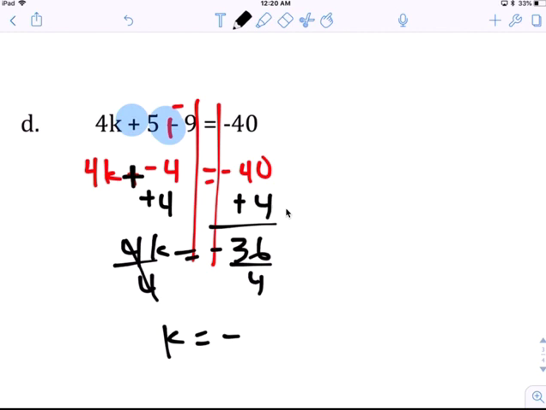Okay, negative 8. No, it's not 8. 12. No. Okay, 4 goes into 36 how many times? 9. Negative 9 times.